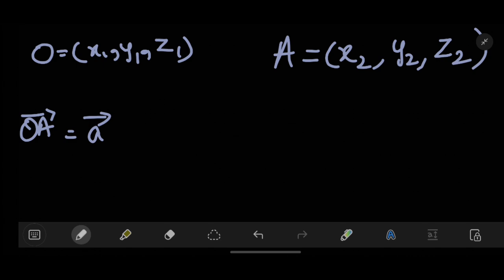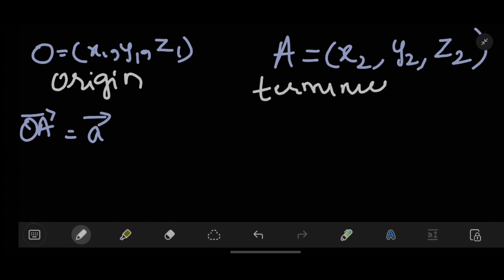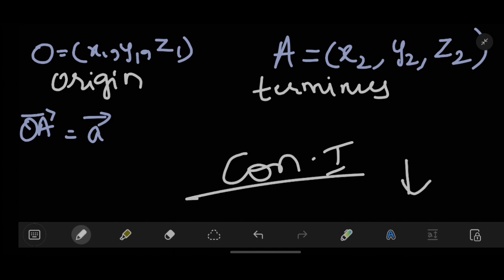Now this is a small note, actually a very important point. People forget it while solving questions. See, suppose O is the origin of a vector and A is the terminus of that particular vector. Origin and terminus are words already explained in concept 1. Those are key words. You should know them. So go and watch the concept 1 video in the description.